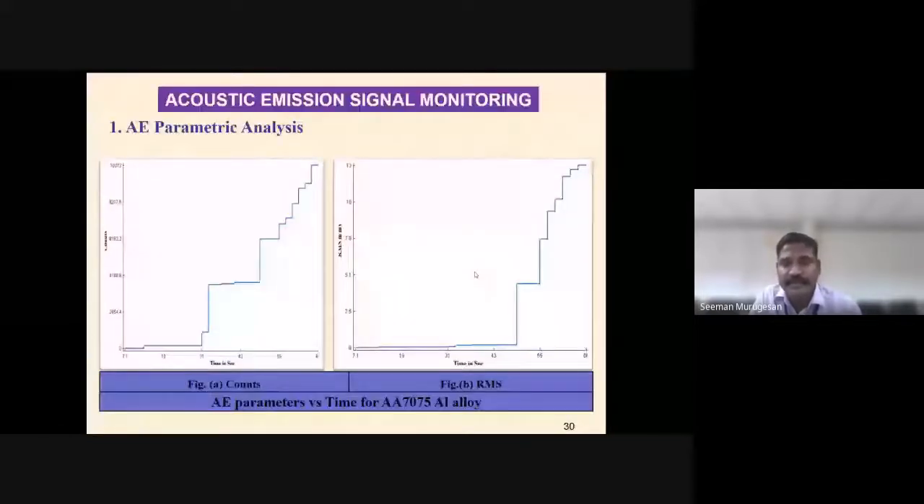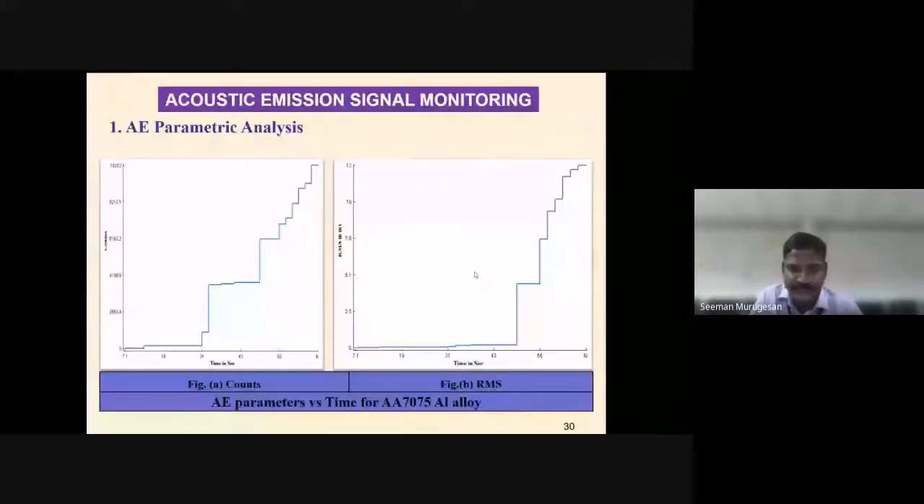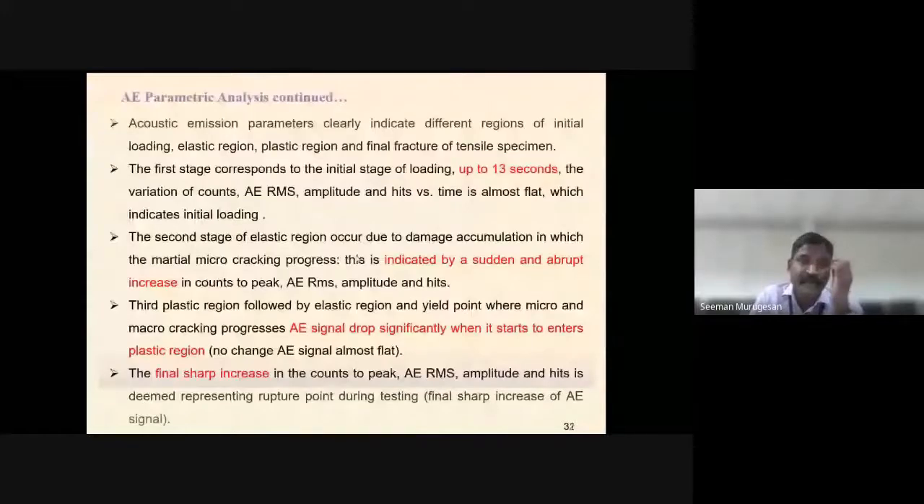These are the basic acoustic emission parameters versus testing time. The first one is counts, then AE RMS with respect to time. The y-axis represents the number of counts, and the y-axis represents the RMS voltage in millivolts. The x-axis represents the time in seconds. Then the amplitude, and the fourth one is hits. The acoustic emission parameters clearly indicate the different regions: initial loading, elastic region, plastic region, and final fracture of the tensile specimen.